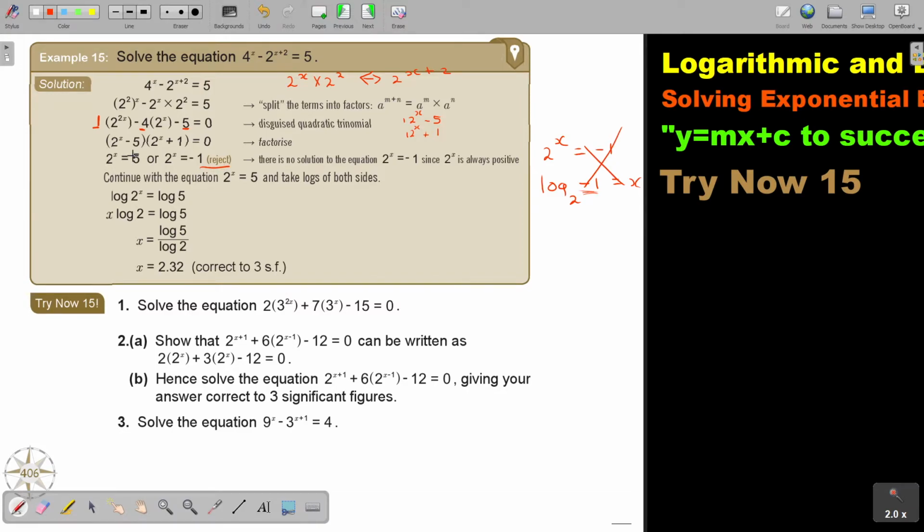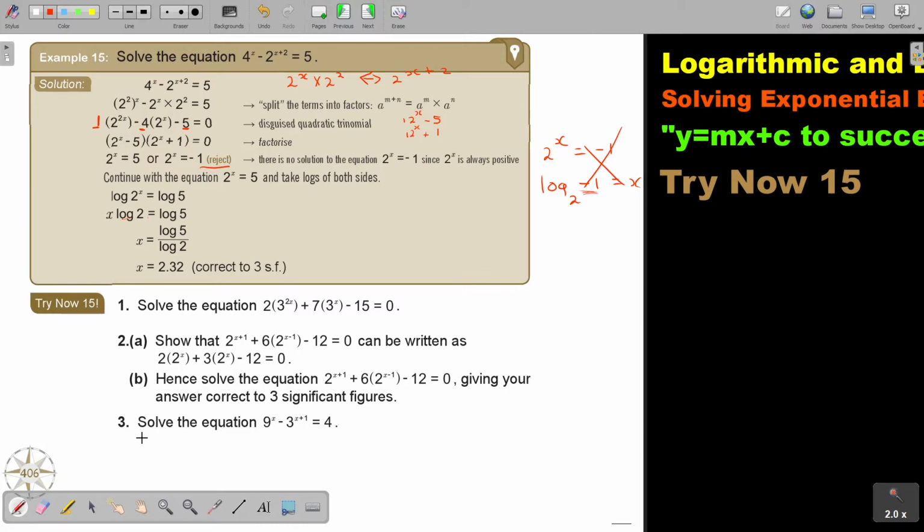Okay, and I continue with this one, and take logs on both sides. So I take logs on both sides, bring the x down with the power law, and I divide, and I get my answer correct to 3 significant figures.